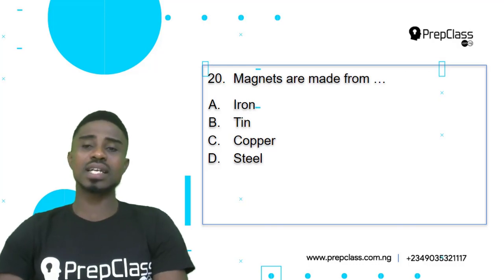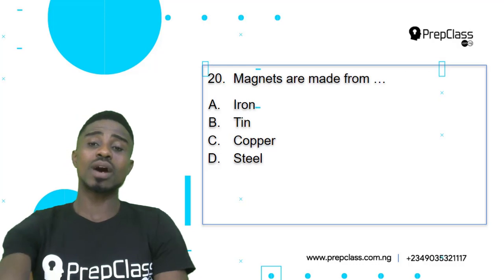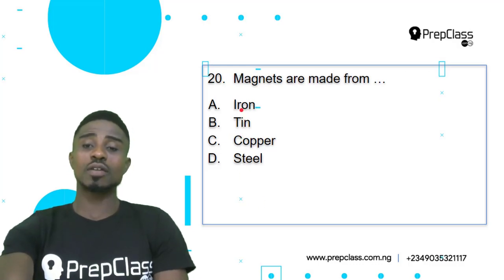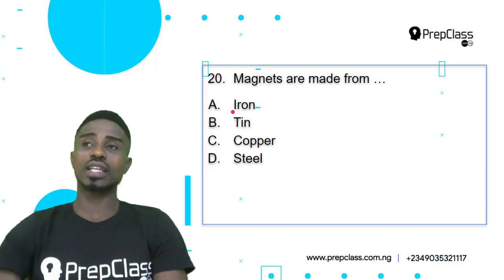Now, when we're talking about magnets, magnets are substances that attract other magnetizable metals, and they are made from ferrous metals. When we talk about ferrous metals, we are talking about iron. And the Latin name for iron is called ferrum, and it makes it ferrous. That's why the term ferrous was coined. That's why the symbol for iron is Fe. So option A, iron, would be our correct answer.